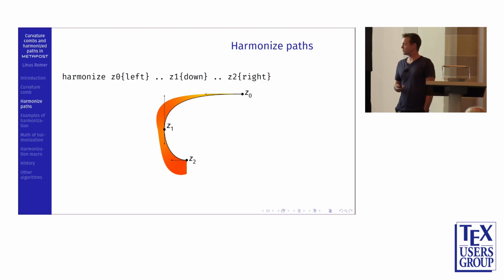If we move this knot along its tangent at the right place, we can make the curvature continuous, and that's what some people call harmonized. So I just took over this term and also call it harmonized. And I've written a macro that works like here. You write harmonize in front of a path, and then it harmonizes it.